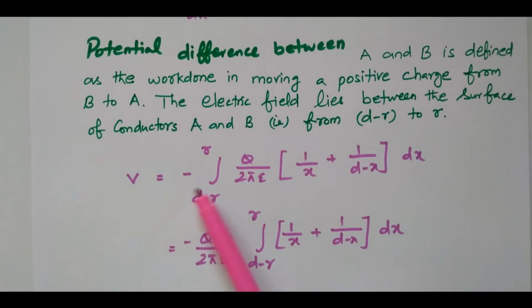So V equal to minus, substituting the limit d minus r to r, Q divided by 2 pi epsilon into 1 by x plus 1 by d minus x into dx. Now the limits and the E value are substituted. This Q divided by 2 pi epsilon is a constant, so it is taken outside: minus Q divided by 2 pi epsilon integral from d minus r to r of 1 by x plus 1 by d minus x into dx. Now we can go for simplifying this integration.